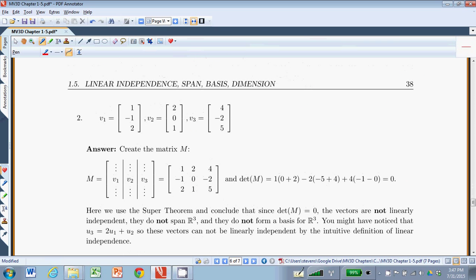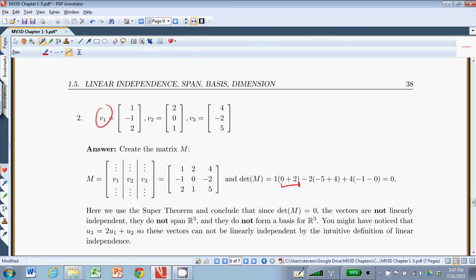Suppose you were to look at these 3 vectors, V1, V2, V3. We put them in that matrix and check the determinant. So it's going to be 1 times the determinant of this matrix. That's 0 minus negative 2, which is 0 plus 2.